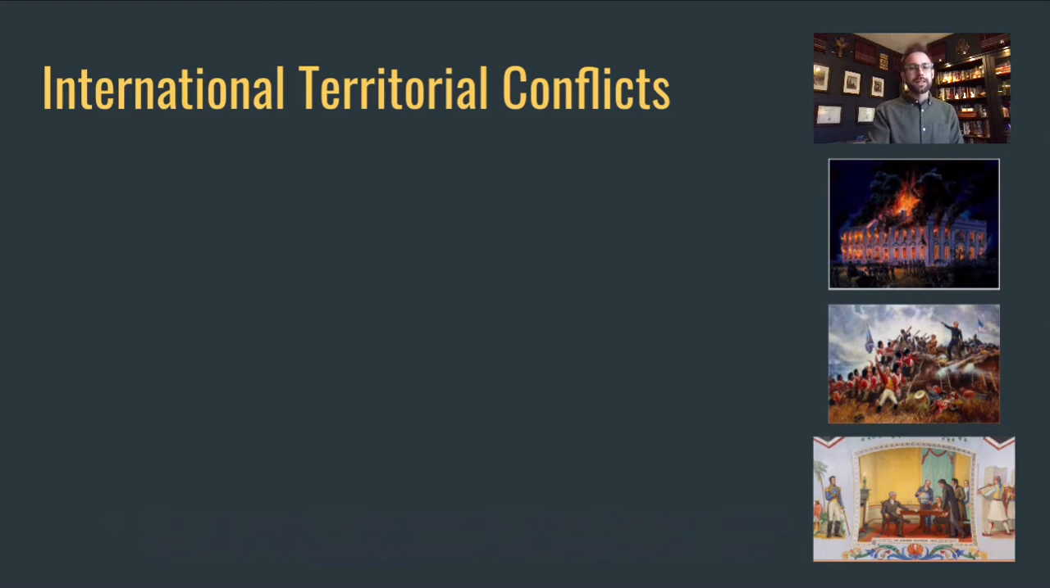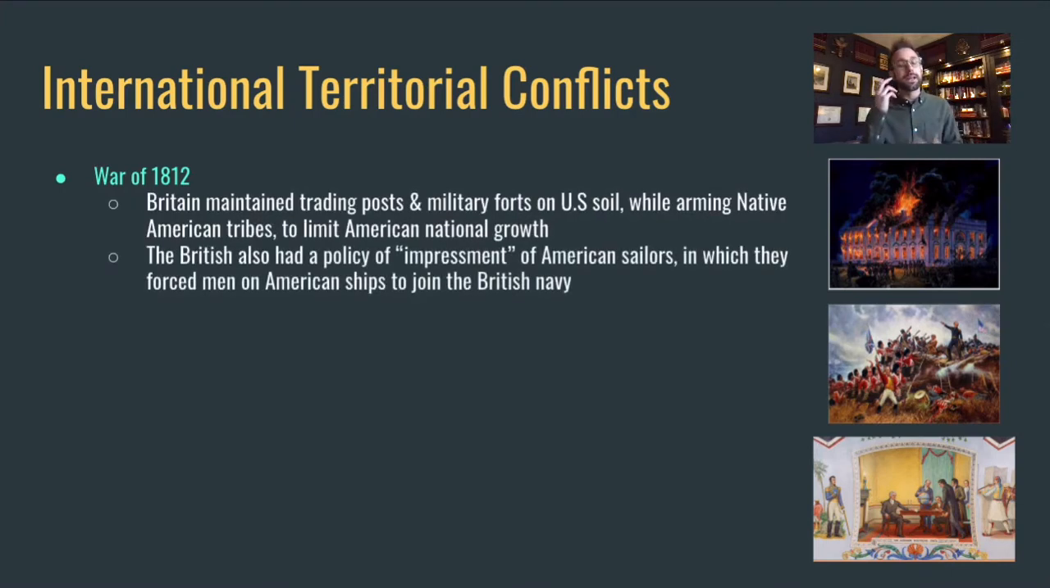All right, next step is, what happened once we gained all this land? There were some international conflicts dealing with our national expansion. One happened with the War of 1812, which actually lasted until 1815, but that's just called the War of 1812. Let's set up the context for where this war came from. Where this war came from was that Britain said, this land is yours, America, in 1783 with the Treaty of Paris. But they didn't exactly leave.